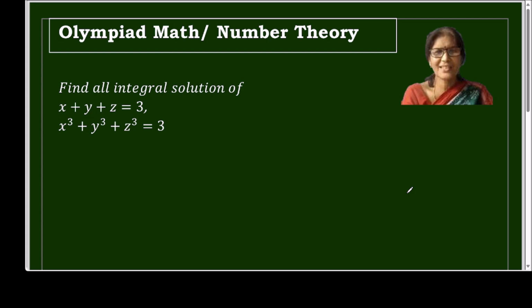Today we'll solve another new question from number theory. Find all integral solutions of x plus y plus z equals 3, x cube plus y cube plus z cube equals 3. We have to find all integers x, y, z which satisfy this. So let's proceed.